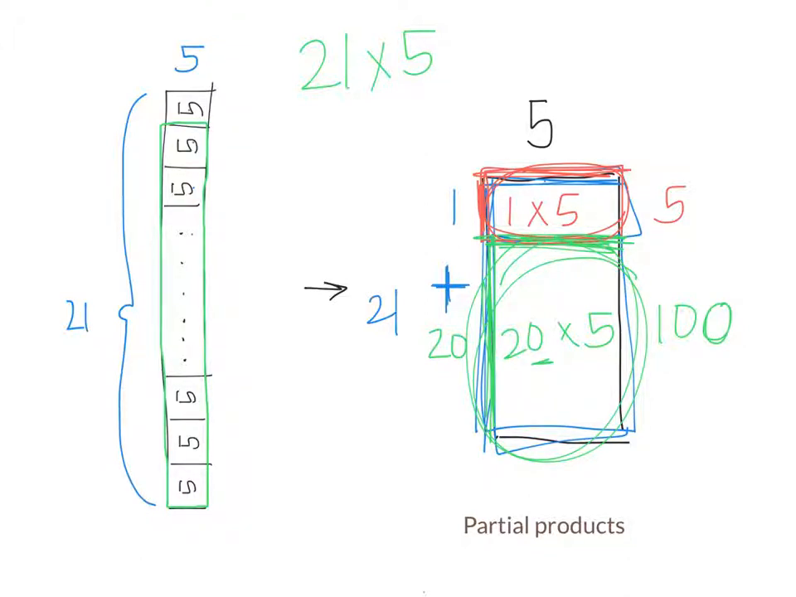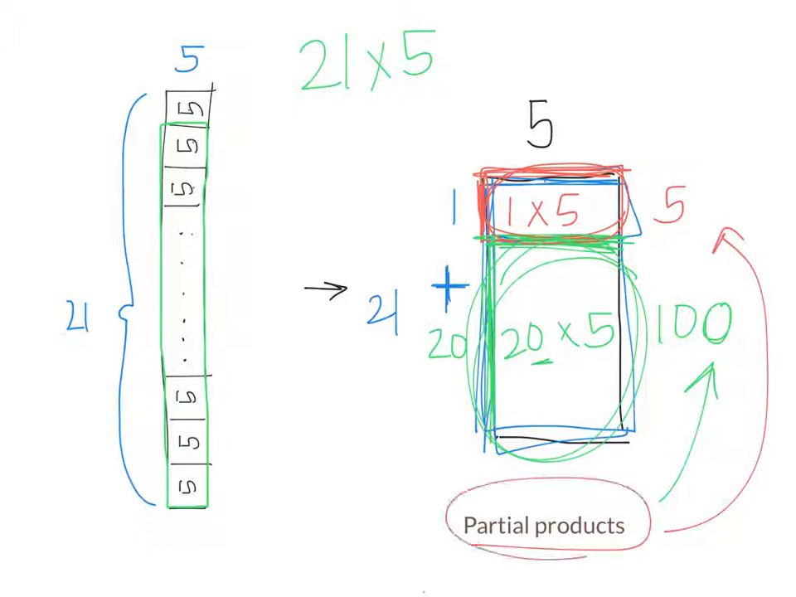So 5 and 100, we call those partial products. The word partial means it's only part of the entire product. So 5 and 100 are both partial products. So I want you to write the words partial products and show that those are partial products. If 5 and 100 are both partial products, how can I find the total product? Because these are only part of the total area, in order to find the total product or the total area, we need to add them up. So the total is 100 plus 5, or 105. Therefore, the total product for 21 times 5 is 105.